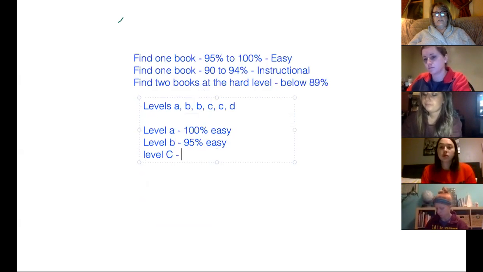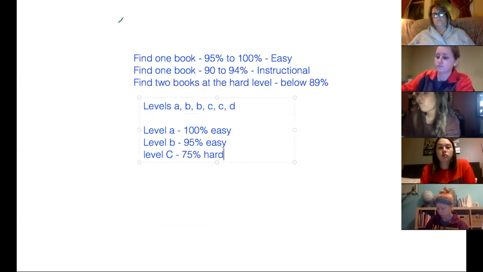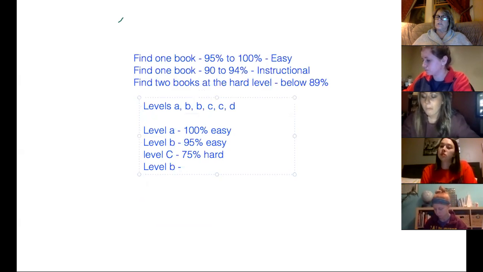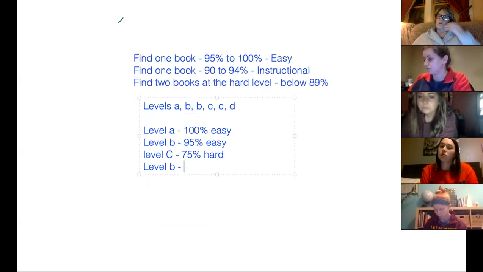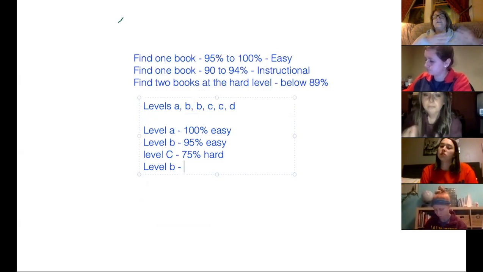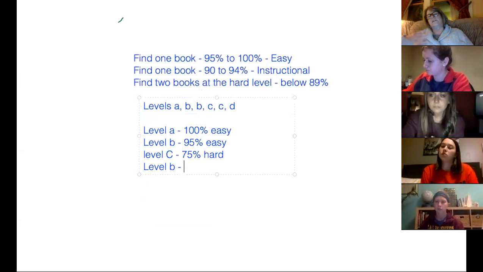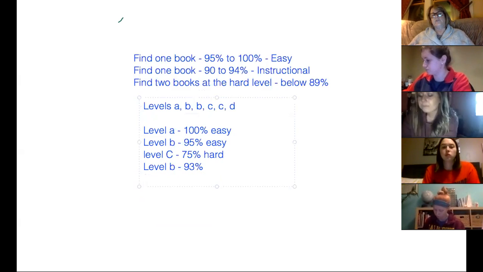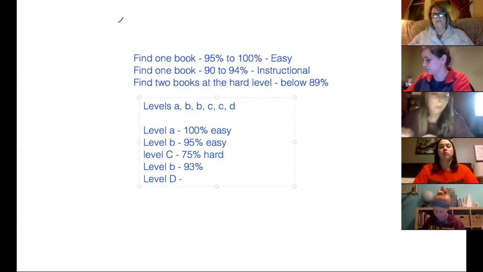And let's say you get 75%. That's hard. I would, because you have the books, go back to the other level B, and because it's nonfiction, a lot of times those books are harder for the kids because they're more like, this is a frog. The frog has 10 legs. It's not like language. So you might go to level B and hopefully maybe you'll get 93%, and then you'll try the level D and probably get another hard level.